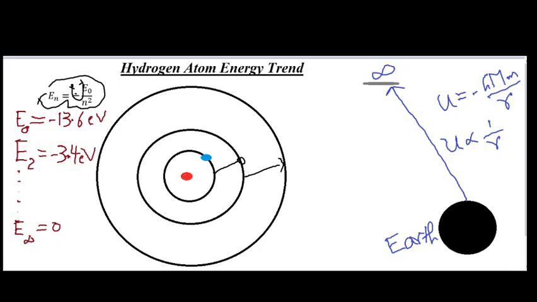A close analogy to this is the absolute potential energy of the earth. Suppose this is our earth and we have a mass m whose potential energy can be written as U is equal to minus GMm over r. Here big M is the mass of the earth, small m is the mass of the object, and r is the distance between the object and the earth. G is the universal gravitational constant.